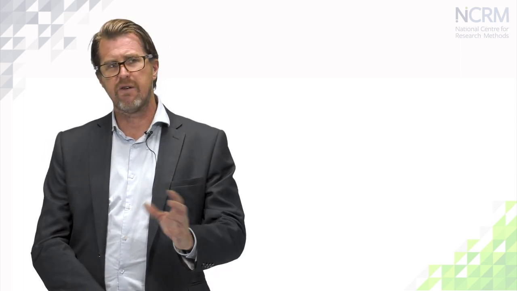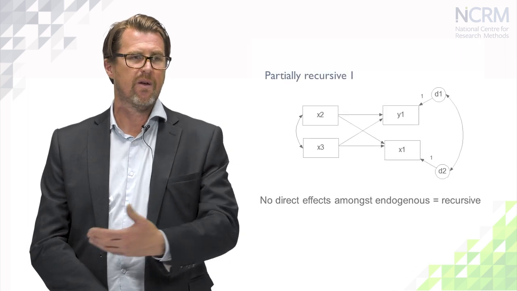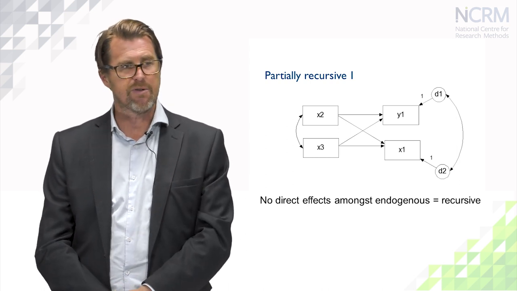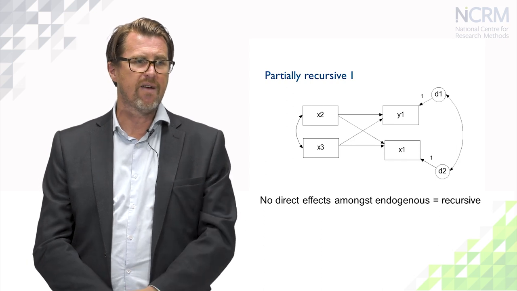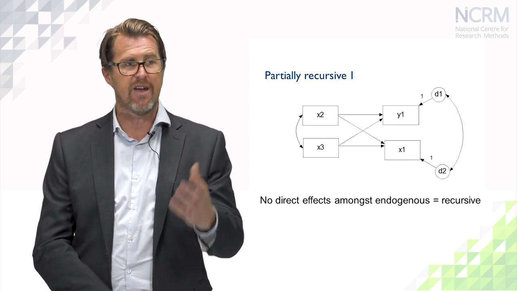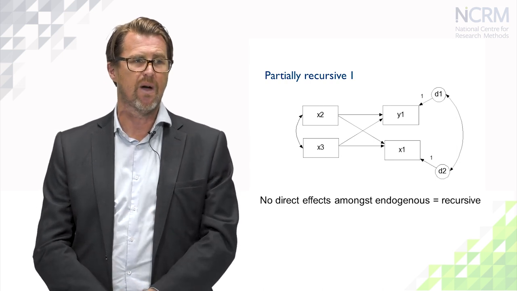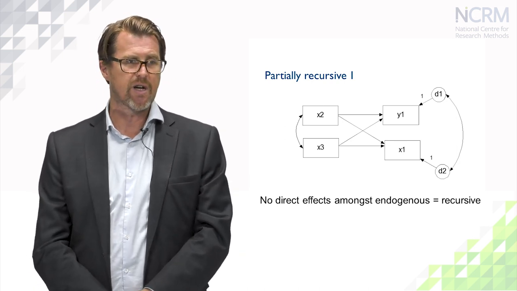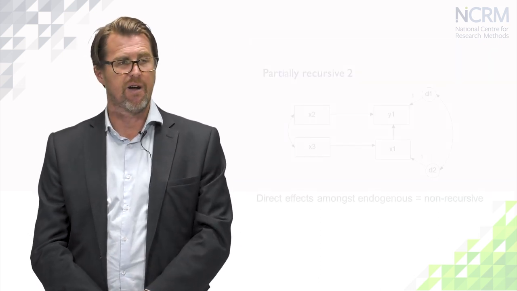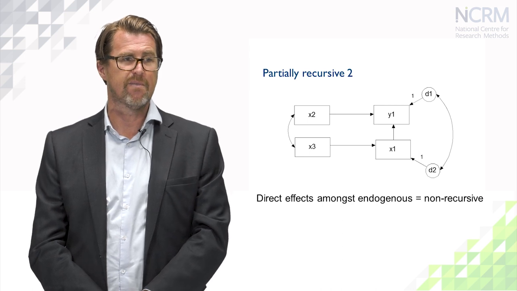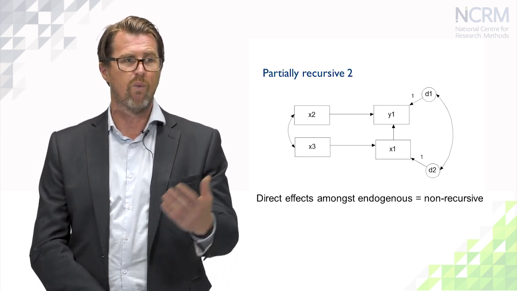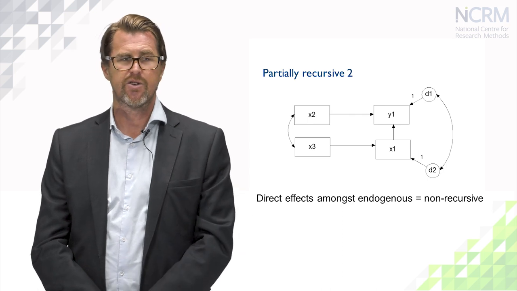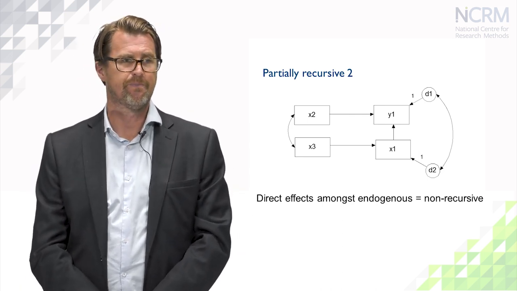Now, there are some grey areas, and this results in what we refer to as partially recursive models. Here we see that we have a correlation between the disturbance terms, but we don't have any direct effects amongst the endogenous variables in this model, the endogenous variables here being y1 and x1. So in this case, we can treat this in terms of identification as a recursive model. But here, in this diagram, we have a direct effect amongst the endogenous variables. We have a regression of y1 on x1, and we then also have this disturbance term correlation. So this would be treated as a non-recursive model.